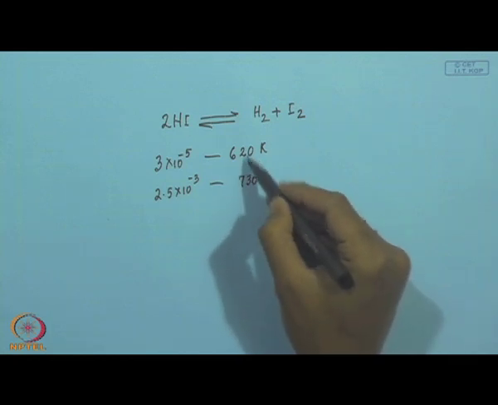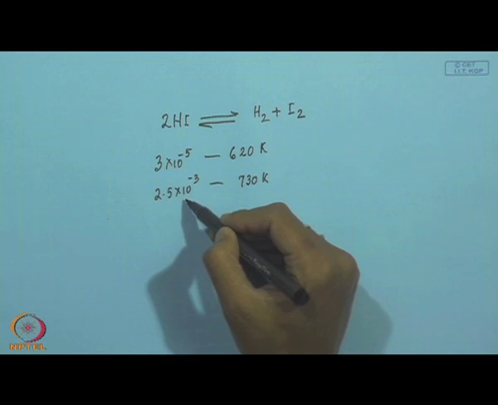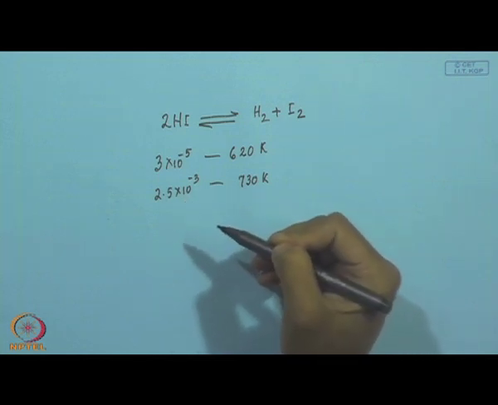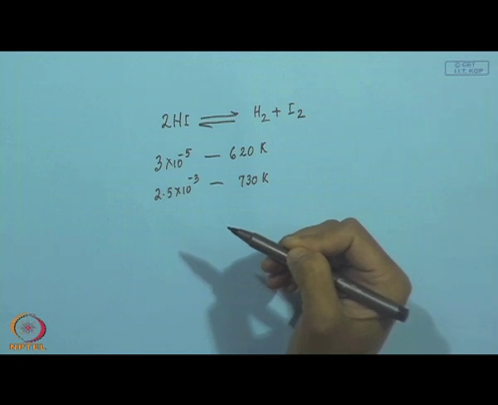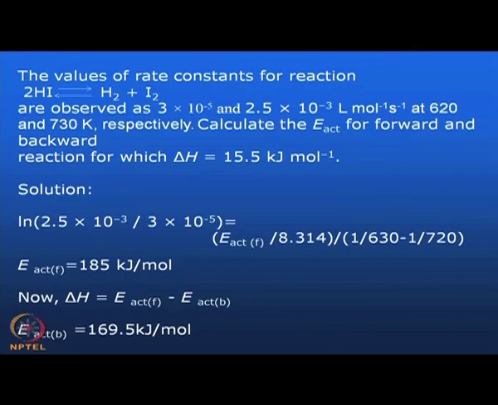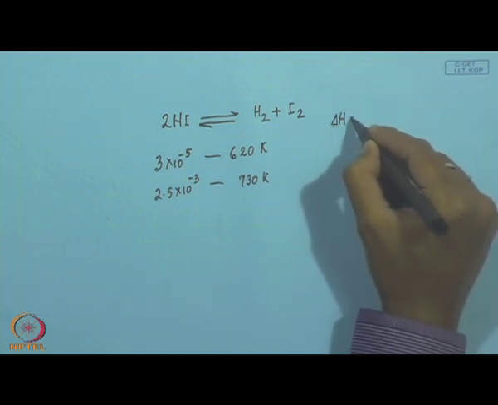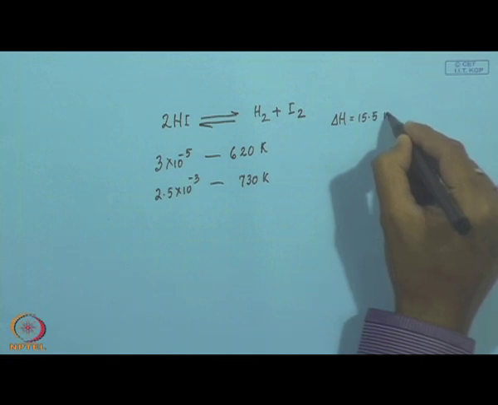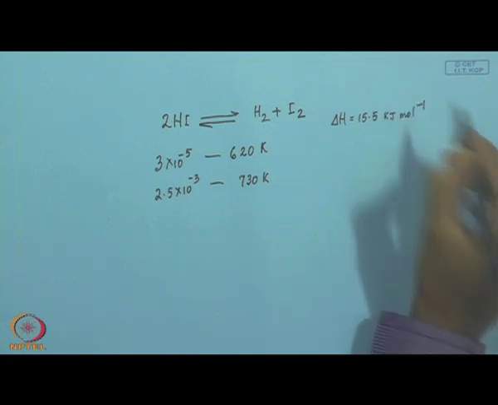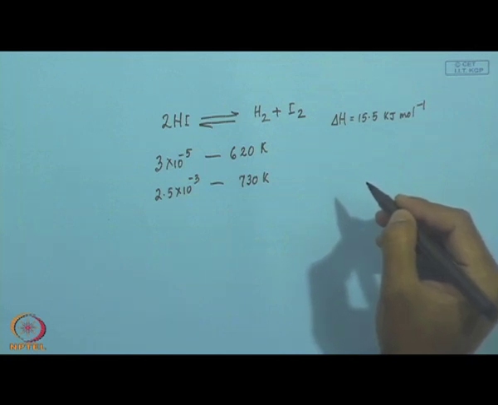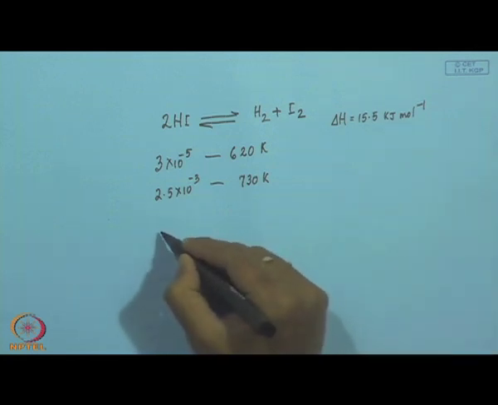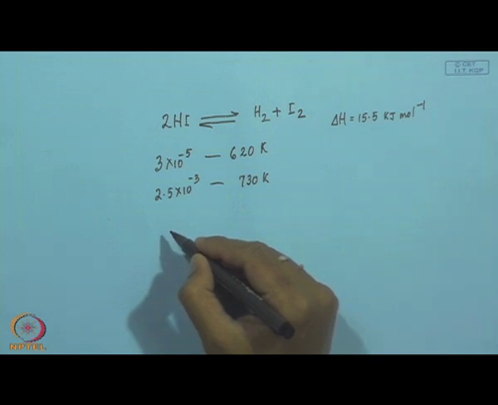Remember that as you increase the temperature, the rate constant increases, like that thumb rule that for every 10 degree rise of temperature, the rate constant increases by 2 to 3 times. Of course, that is for homogeneous thermal reactions. And given that delta H for this process is 15.5 kilojoule per mole, we have to find out the activation energy for the forward and backward reactions.